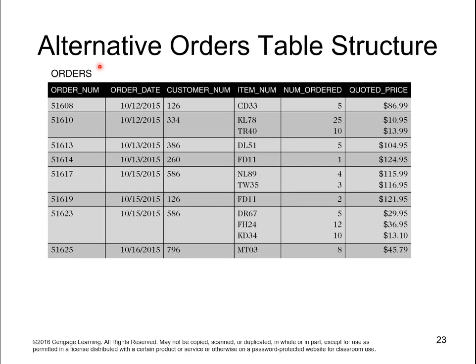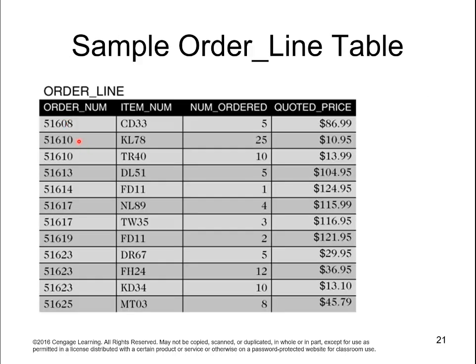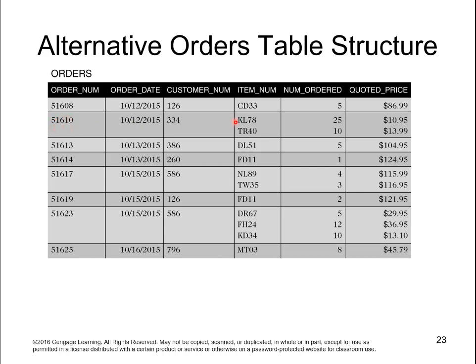Now, this is an alternative orders table structure. And what's unique about this is they're putting one order number. So let's go back to that table we were just looking at, where we had 2 here. Now we only have 1. And they just, by doing a line break, put another item number.